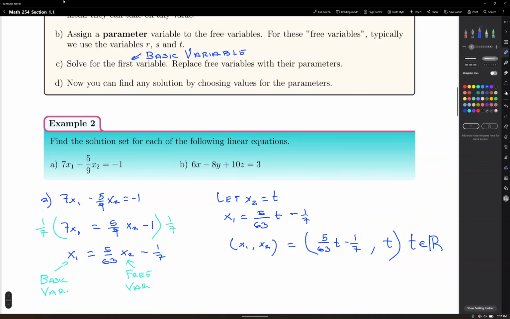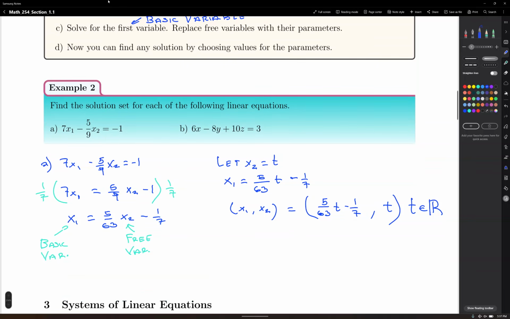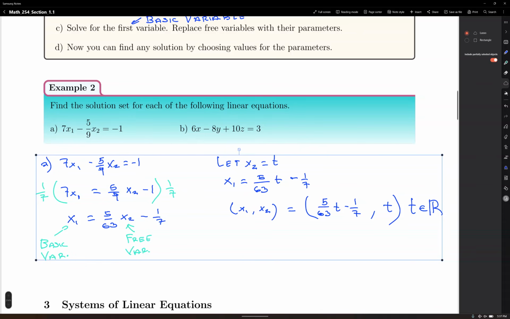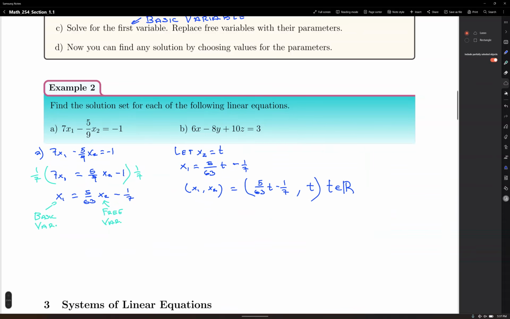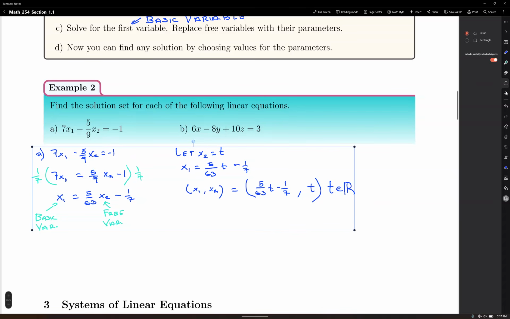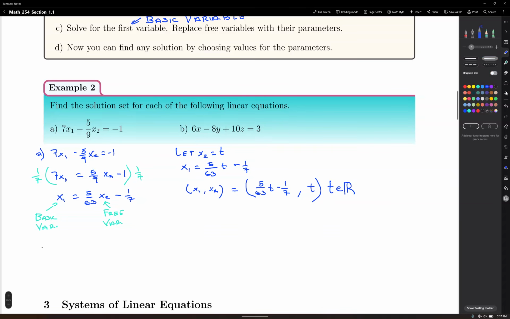Let's have a look at another example, letter B. Oh, I ran out of space right here. Let me make this a bit smaller. Thought I was going to have enough space right here. All right. So for letter B, I'm going to take 6x minus 8y plus 10z equals 3.